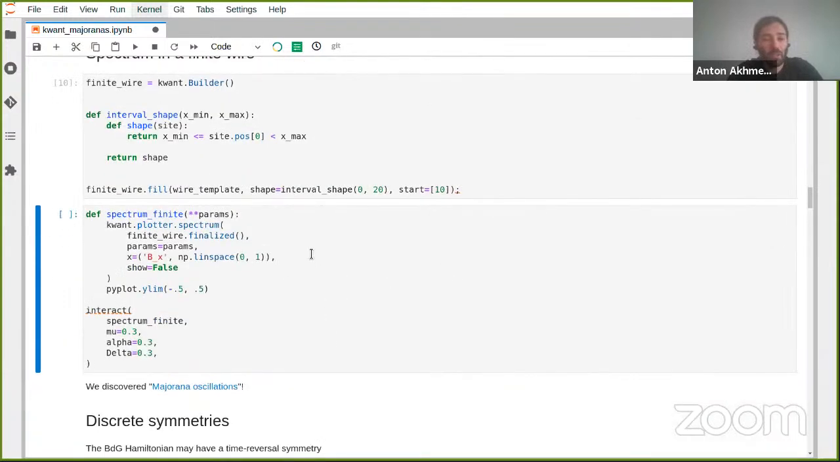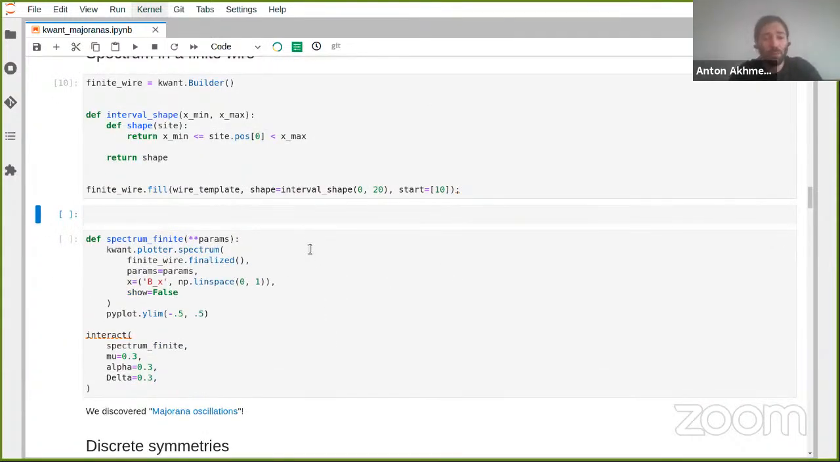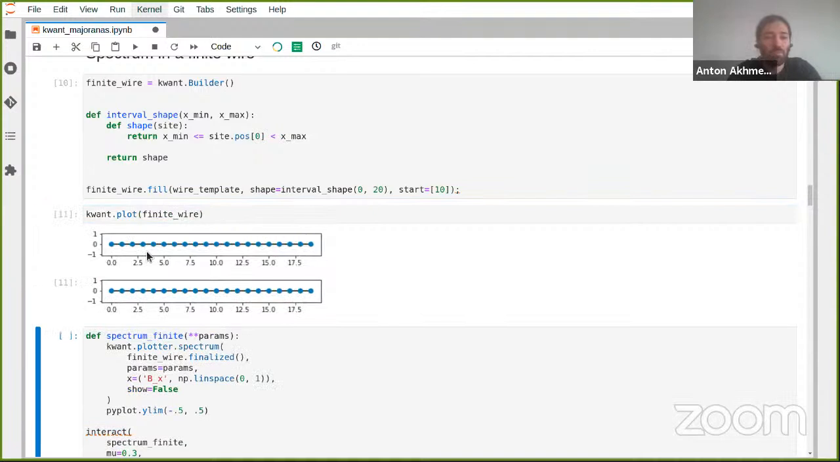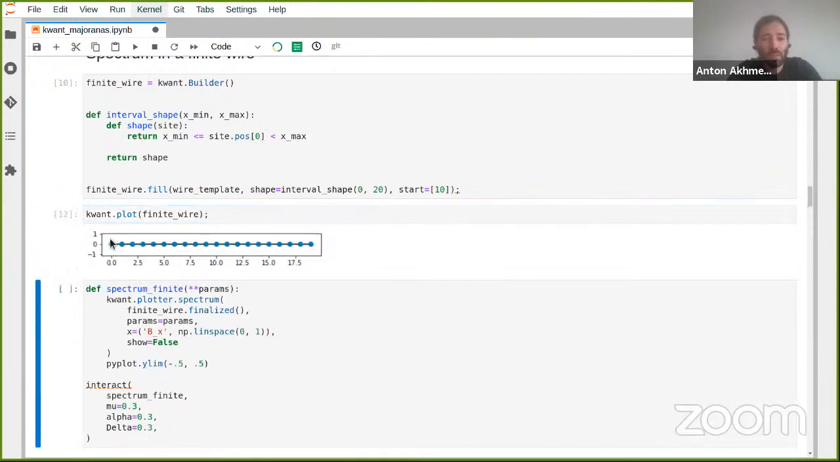So let's do so. For completeness, let's also view that we have obtained a reasonable result. Let's plot the wire. And indeed, we see there are 20 sites. They all have no y coordinate to speak of, and the x coordinate goes from 0 to 20. All is fine.